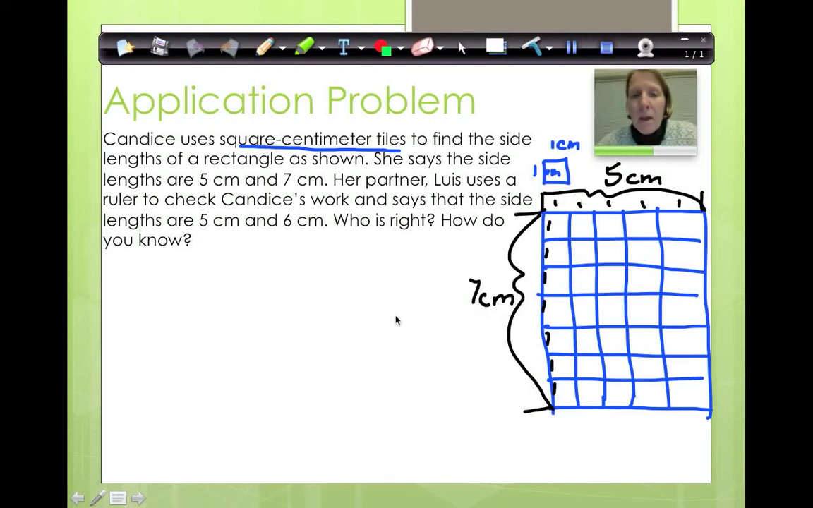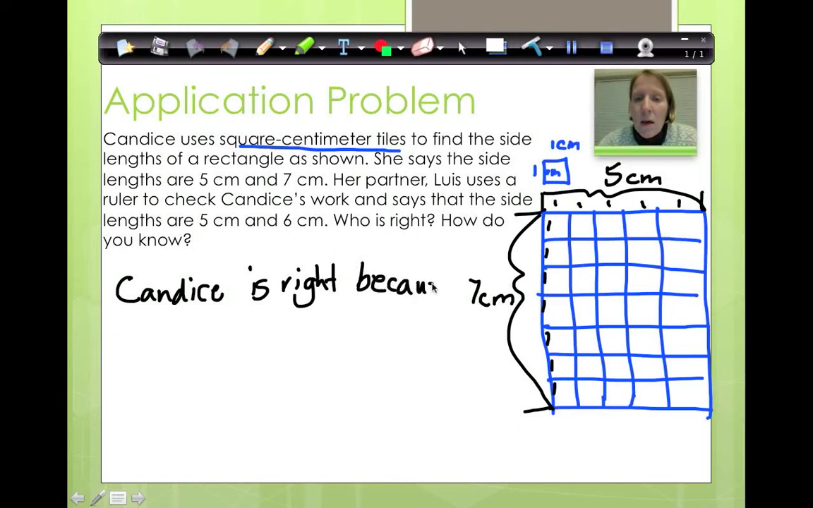Okay. Now, who said 5 centimeters and 7 centimeters? Well, Candace said that. Okay, so who is right? Candace is right. Now, how do we know? How do we know? Because, this is the why, each side of a centimeter square is only 1 centimeter.